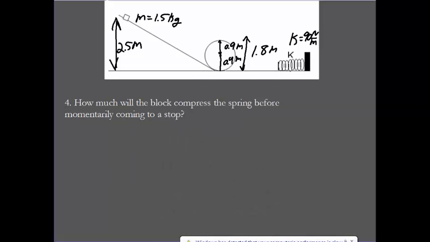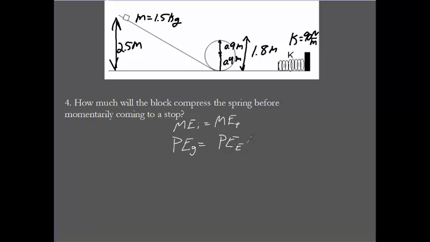Finally, almost at the end, how much will the block compress the spring before momentarily coming to a stop? This looks like we finally got something a little bit different. So I know mechanical energy is going to be conserved. The mechanical energy that I start with is what I finish with. The mechanical energy that I finish with is going to be stored now as elastic potential energy. And it's not going to be moving, so I don't have any kinetic energy. It's all the way down on the ground, so I don't have any gravitational potential energy. So the gravitational potential energy equals the elastic potential energy that I finish with.